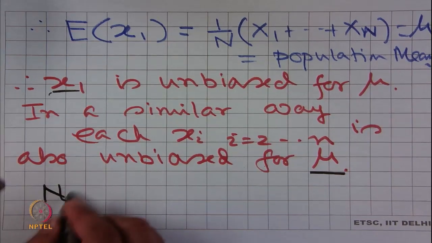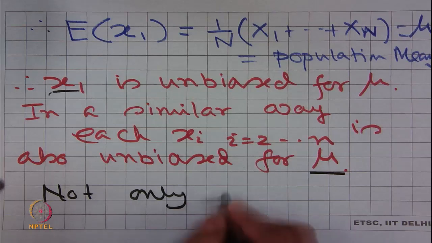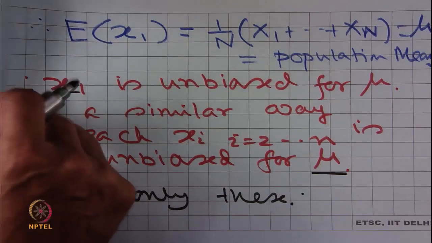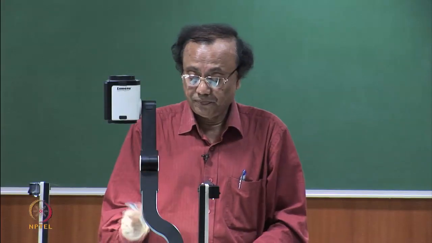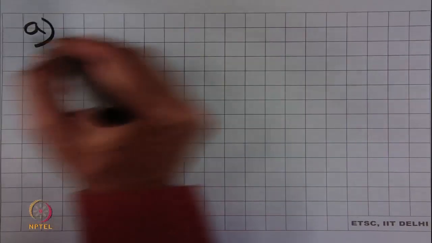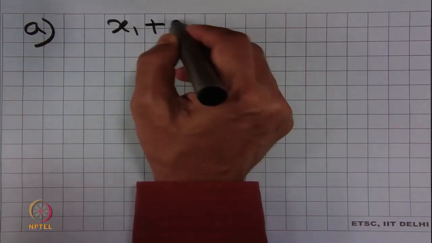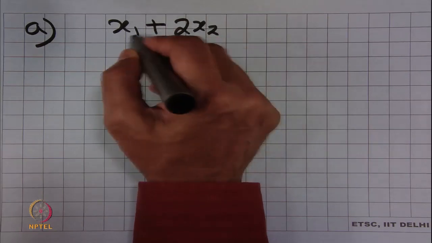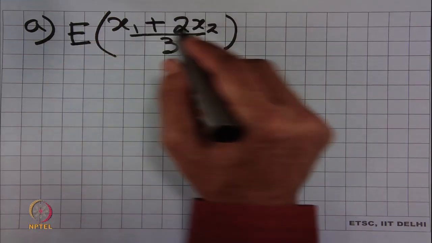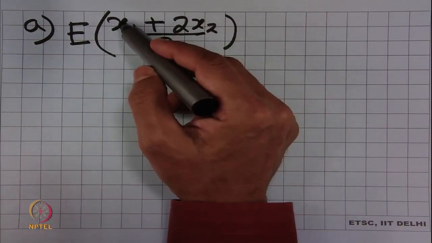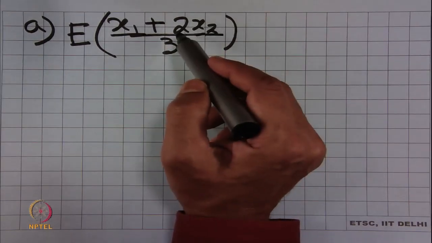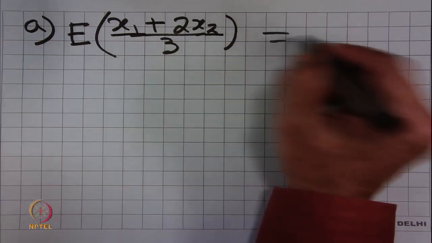Not only this, can you find some other unbiased estimator for mu? So, I give you a few. Consider (x1 plus 2 x2) by 3. What is going to be its expectation? From x1 we get mu, from 2 x2 we get 2 mu. So, the sum is 3 mu divided by 3, which is equal to mu.